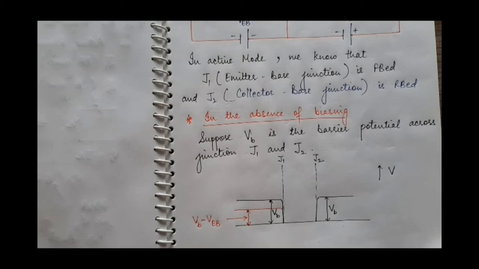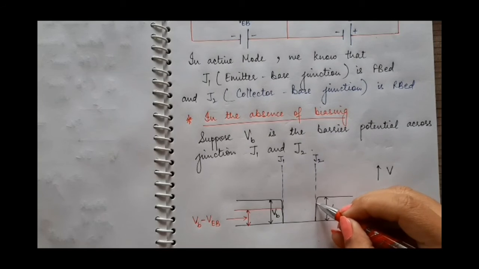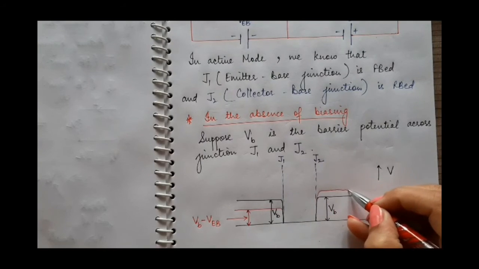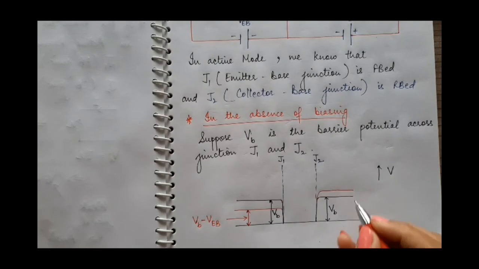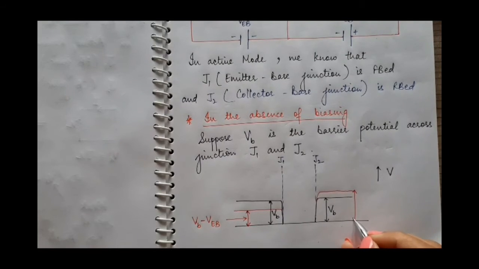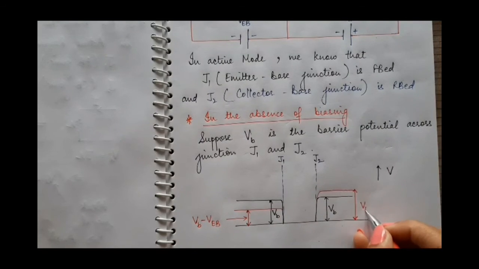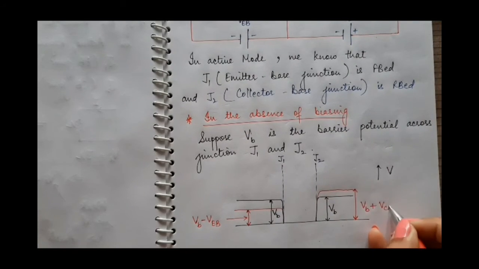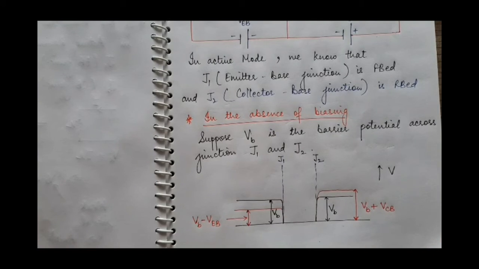And similarly, on this side, in the case of junction J2, it is reverse biased, so the height of potential barrier will increase. And the new potential barrier after reverse biasing will be VB plus VCB, the reverse bias voltage you have applied across J2.